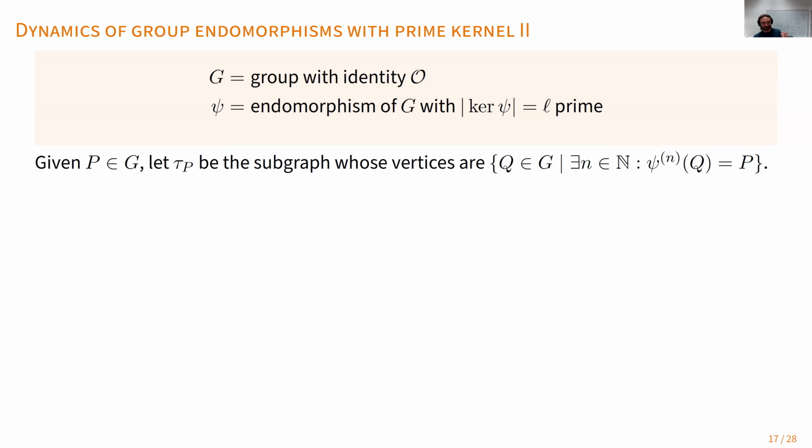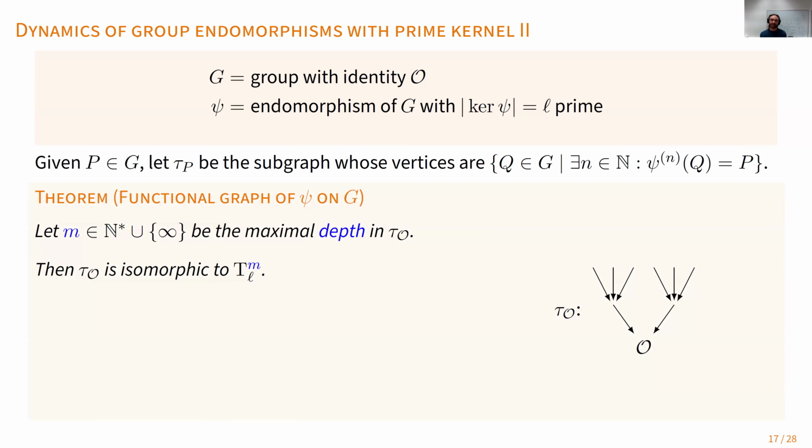Okay, we define this tau p, and in particular, we define tau 0. Tau 0 is the set of points which are eventually mapped to 0 if you iterate the endomorphism. And tau 0 is kind of the main block you have in the structure of the dynamical system corresponding to psi. So specifically, tau 0 will be a big tree with some depth. The depth might also be infinity.